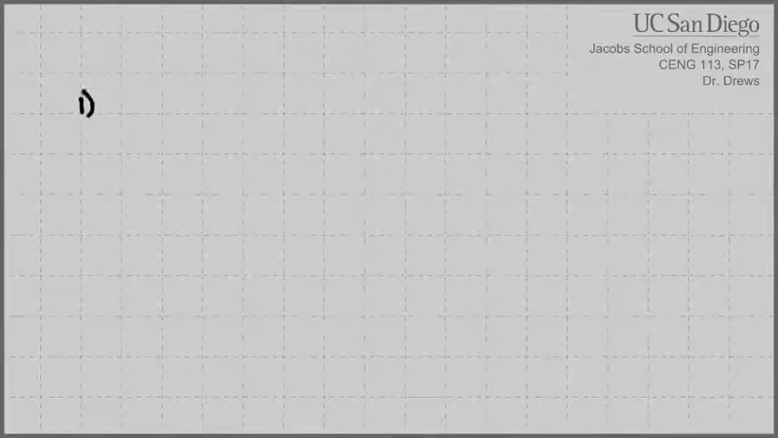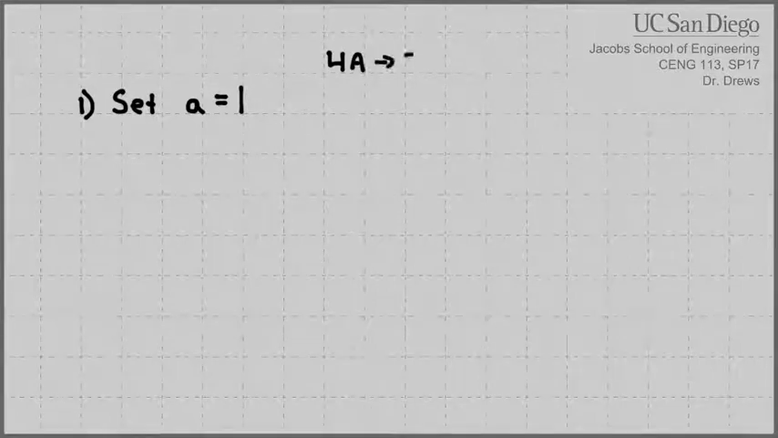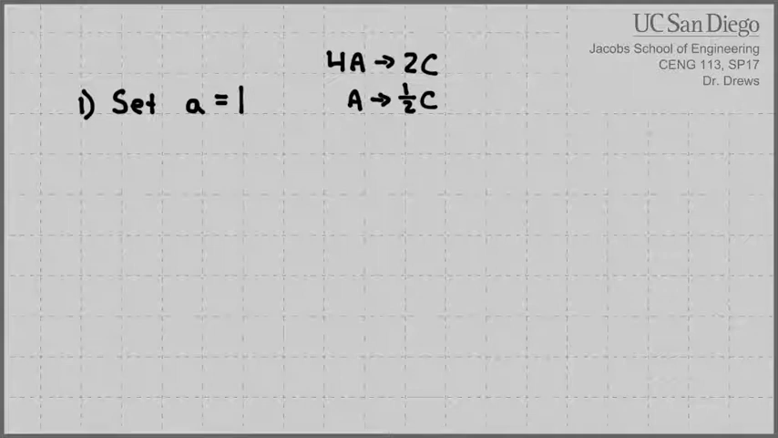The first variation is to set the stoichiometric coefficient A equal to 1. When I say set it equal to that, I can give you an equation where the initial coefficient is something other than 1, so 4A goes to something like 2C. For convenience, before you even get started on the problem, just rearrange that equation so that the stoichiometric coefficient on A is 1. So this would become A, divide everything by 4, and you end up with 1/2 C. That's just for convenience because it makes the math a little bit easier.